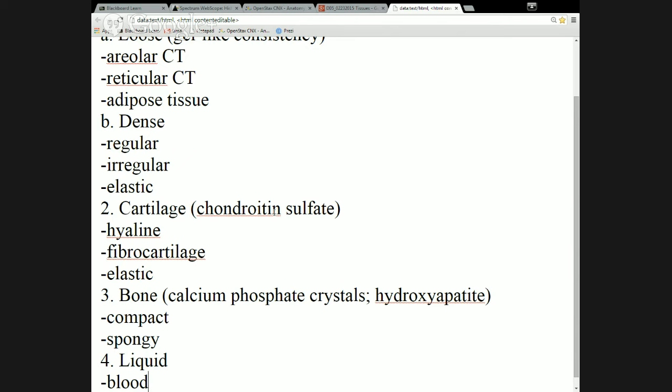So lymph isn't really a tissue by itself. It's really an amalgam of things from elsewhere. So really there's only one liquid tissue, which is blood. So that's kind of the way to organize connective tissues.